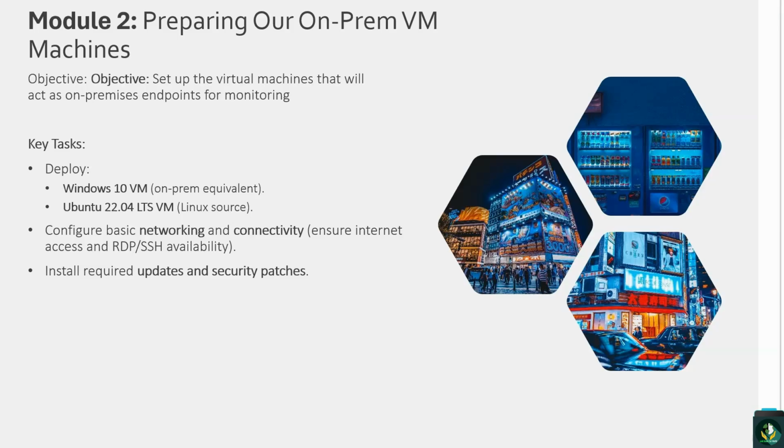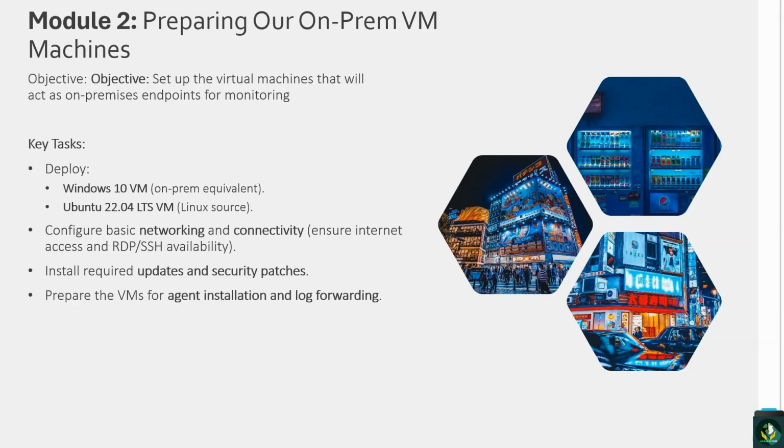Once networking is set, we will install all required updates and security patches. Keeping virtual machines up to date is a security best practice and ensures compatibility with Azure Monitor Agents and other telemetry components. This step also mirrors real-world enterprise environments where endpoints are expected to remain patched and secure.